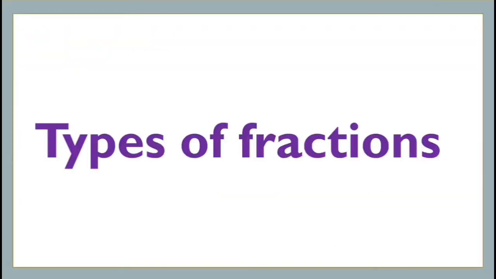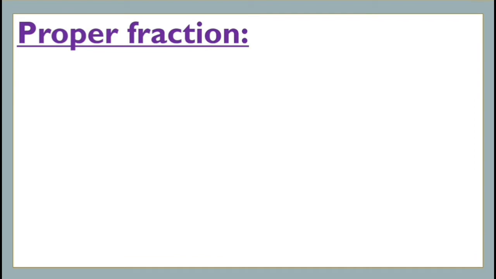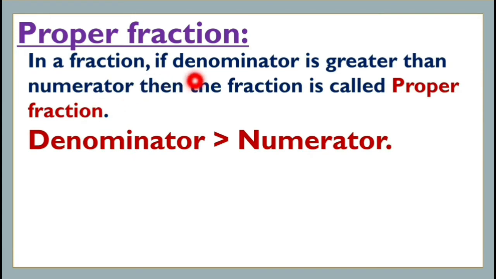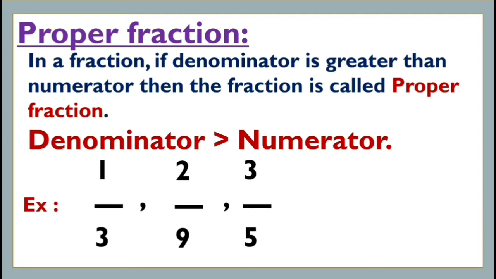Come to types of fractions. First one, proper fraction. In a fraction, if the denominator is greater than the numerator, then the fraction is called a proper fraction. That means the denominator must be greater than the numerator. Just examples, 1 by 3. Observe that here the denominator is a greater value than the numerator. 2 by 9, 3 by 5, all these are proper fractions. Here all numerators are smaller numbers than the denominators.